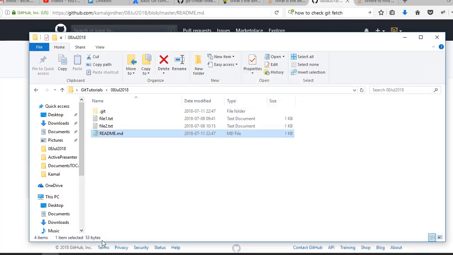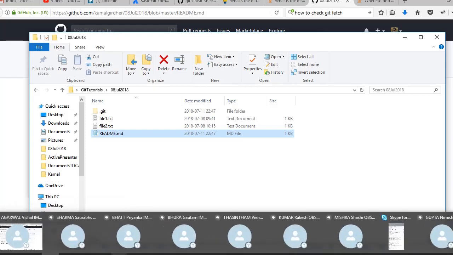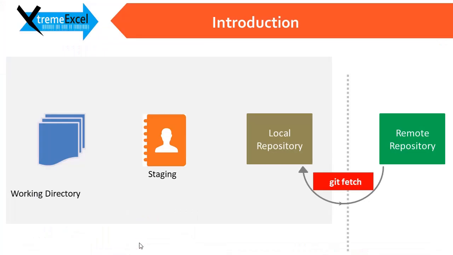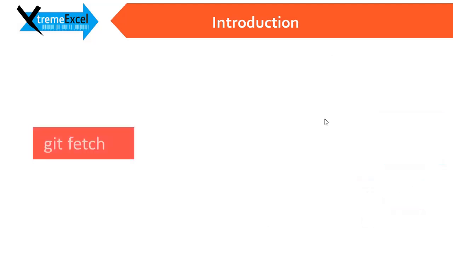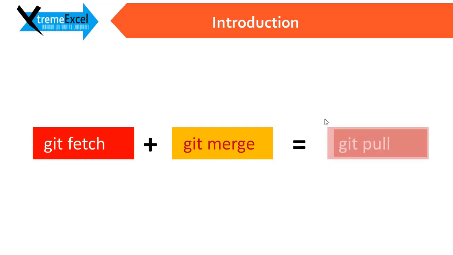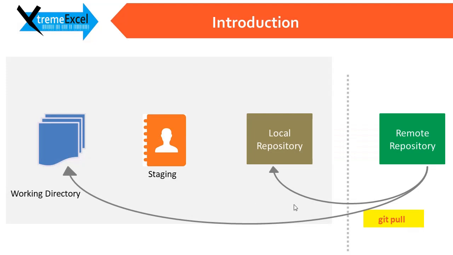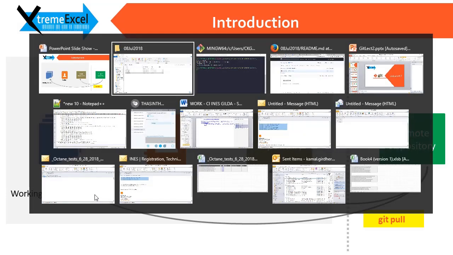So that means we need to git fetch and then git merge. There is another command named git pull that does both the steps in one command. So ideally git fetch plus git merge is equal to git pull. Now we'll see what git pull is. It makes the changes in your local repository as well as in the working directory.